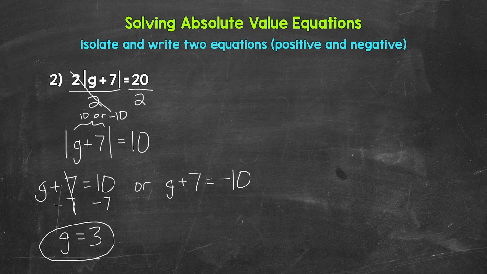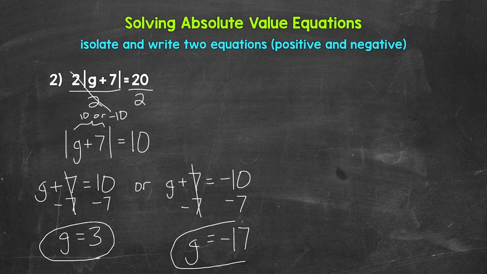Now let's solve g plus 7 equals negative 10. So let's subtract 7 from the left side and the right side. These 7's cancel each other out. So g is now isolated. G equals, and then on the right side, negative 10 minus 7 gives us negative 17. So g equals negative 17. So those are our two solutions.